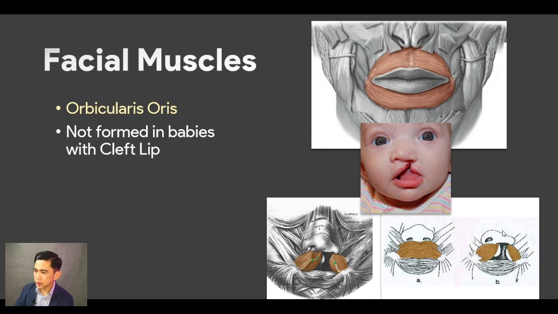So surgeons will typically repair this, not only the skin of the babies, but we have to connect the orbicularis oris together so that the babies will grow up with a patent orbicularis oris. Okay, not only the skin but also the muscles underneath.